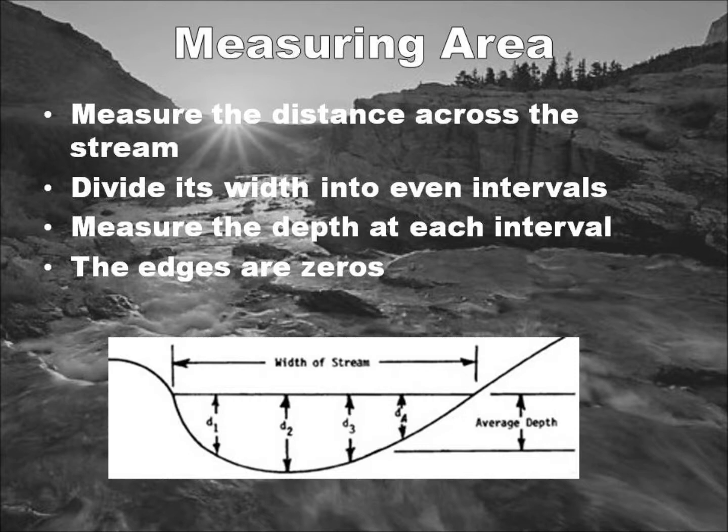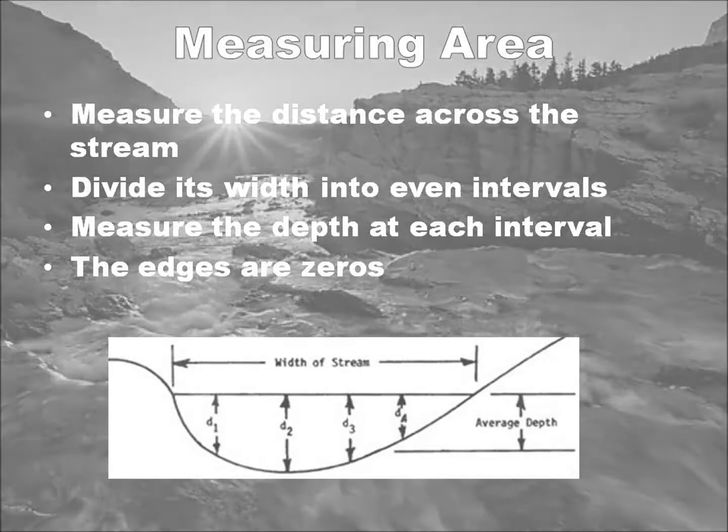Calculate the area by treating each regular interval as a trapezoid, with a height at each end equal to the corresponding depth at that point. Then sum all of the trapezoidal areas you calculated and you have the cross-sectional area.